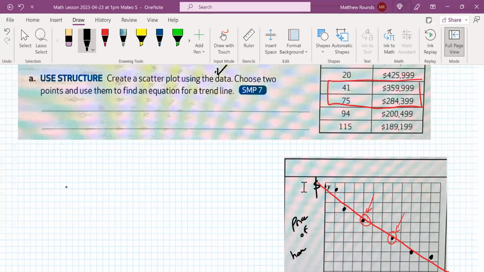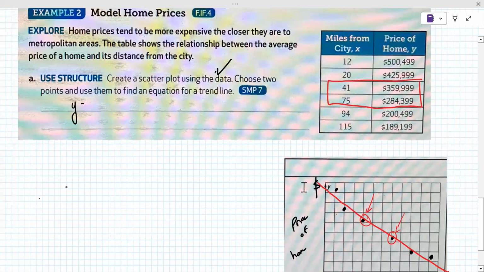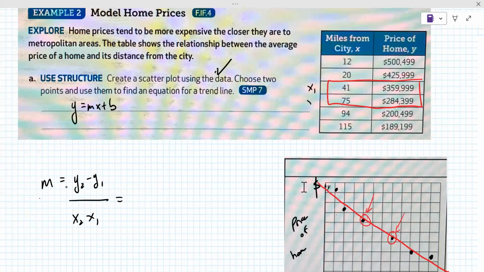To do that, we're going to write the equation y equals mx plus b. So we need 2 things. We need the slope. So the x1, x2, y1, y2. All right, so go ahead and put those numbers in. You definitely need a calculator if you don't have one for this.